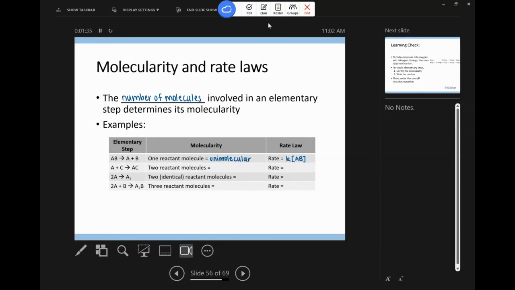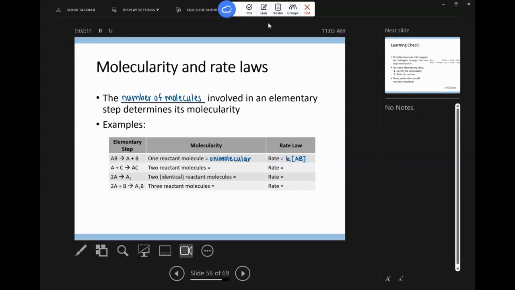And we can go directly from an elementary step to the rate law by determining the molecularity, how many reactant molecules are present at the beginning of the reaction. So we started with this one. If our elementary step has one reactant molecule, AB here, then we call it unimolecular, uni for one, like a unibrow. And then the rate is equal to the rate constant times the concentration of that single reactant, raised to the first power because its coefficient is 1.